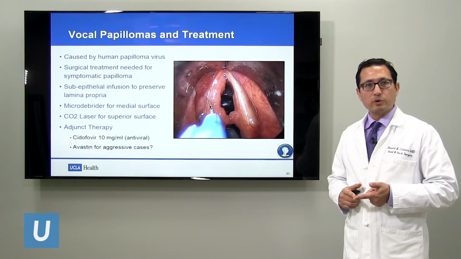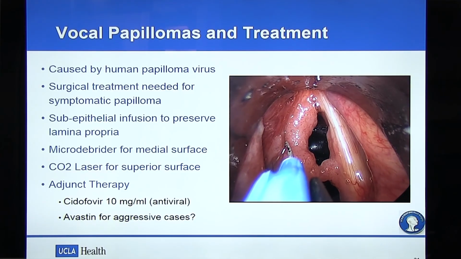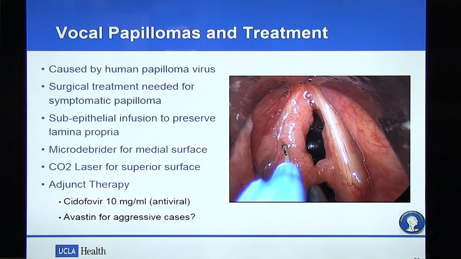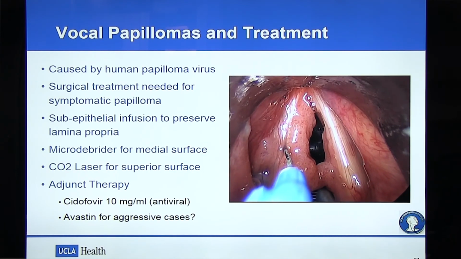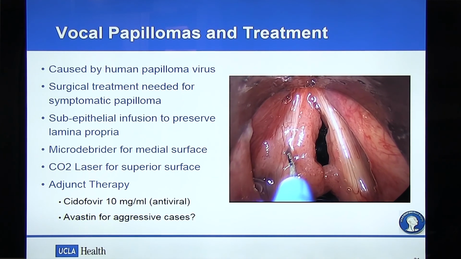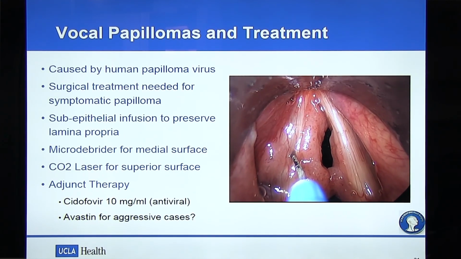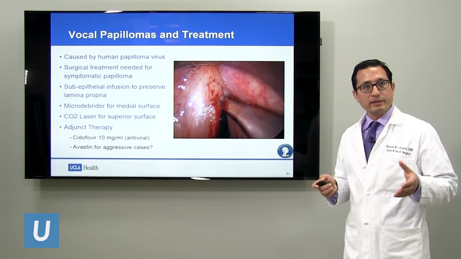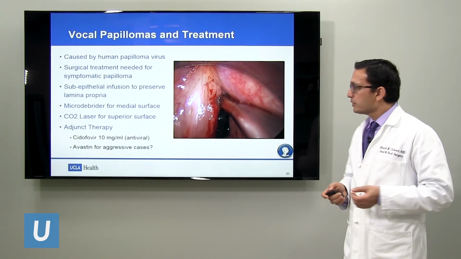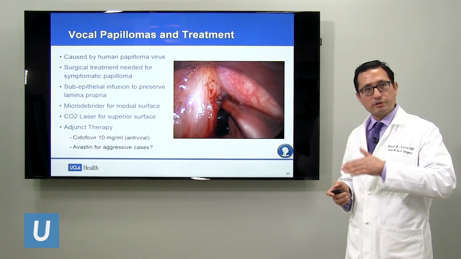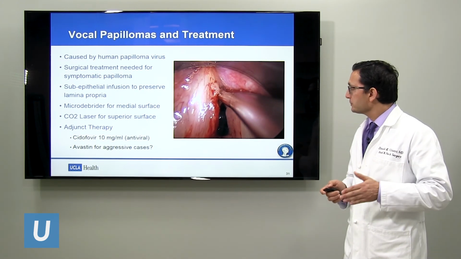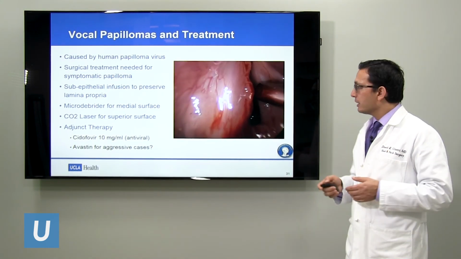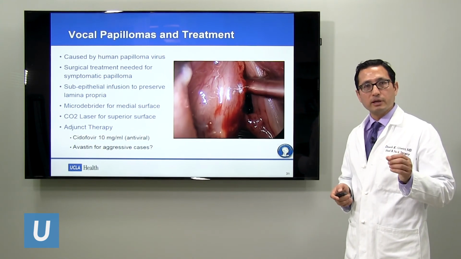So next I want to talk about vocal fold papillomas. These are lesions caused by human papillomavirus, and the treatment is surgical. So here you can see, first I'm doing a subepithelial infusion. As I mentioned earlier, this is to save the lamina propria layer. After that, these lesions can be treated with a variety of techniques. I use a microdebrider to remove the papillomas on the medial surface, that inside surface of the vocal fold. And after that has been done, I can take a laser and perform some fine-tuning of removal of the papillomas.